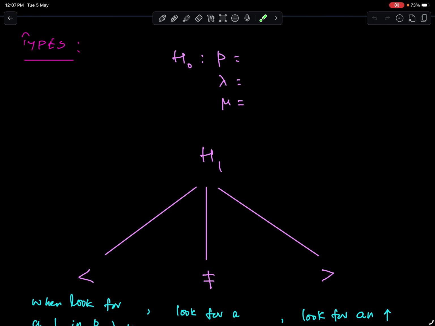H0. There are 3 types of testing: P of binomial, lambda of Poisson, and mu, the population mean of continuous distributions.